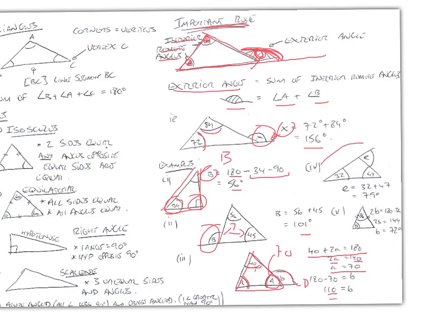Another problem for consideration here. Again, we have one side of the triangle extended and an exterior angle formed. It's equal to the sum of these 2. That angle E is equal to this angle plus that angle, 79 degrees.